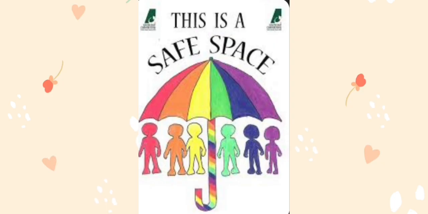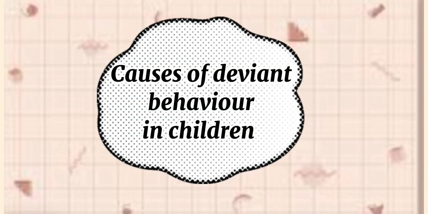So, causes of deviant behavior in children. What are the causes? Deviant behavior in children can be caused by various factors such as family problems, peer pressure, low self-esteem, academic struggles, and even exposure to negative influences like the media or social media.